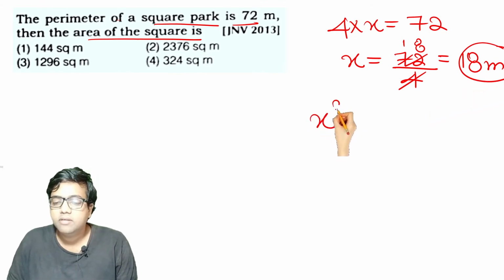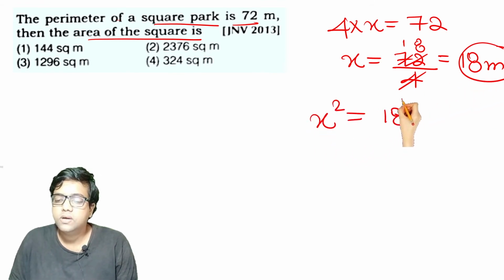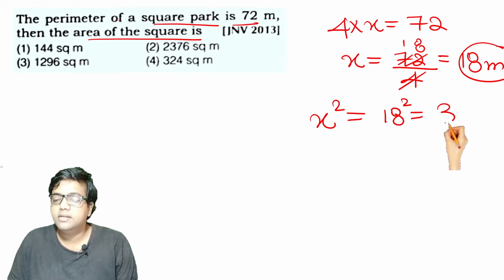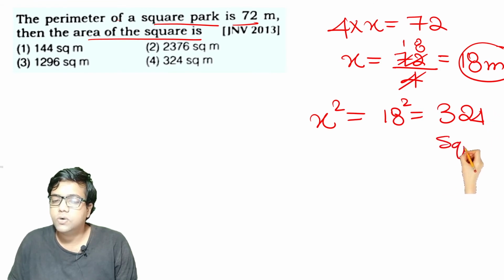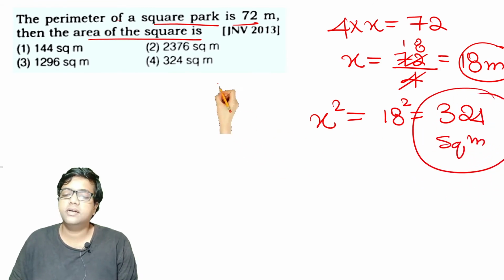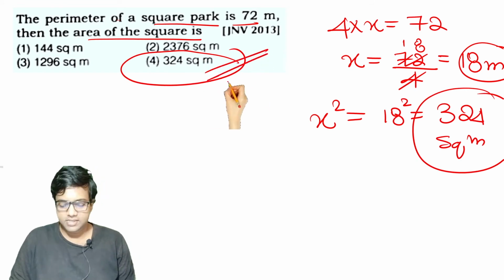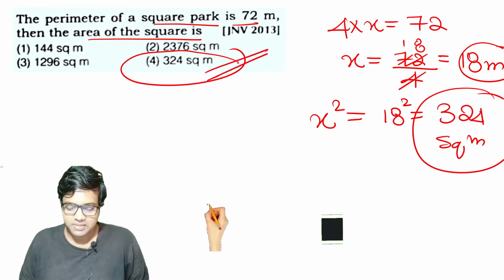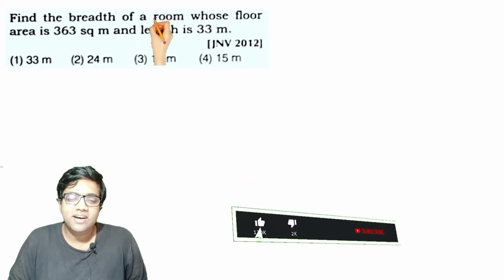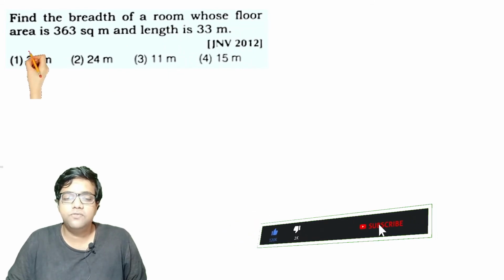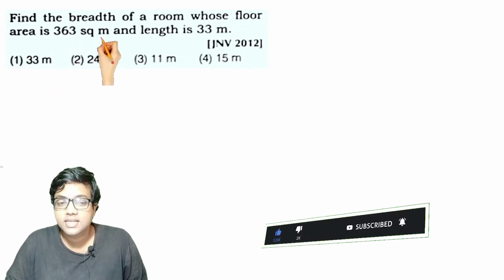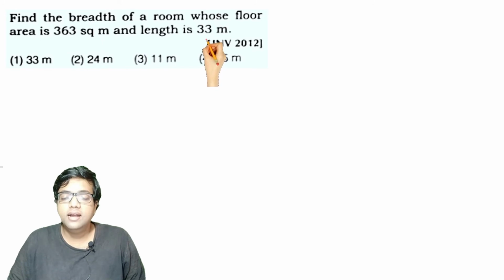So area will be x square, which is 18 square, which will be 324 meter square, or you can call it square meter. 324 square meter is the right answer for this question. As easy as that.